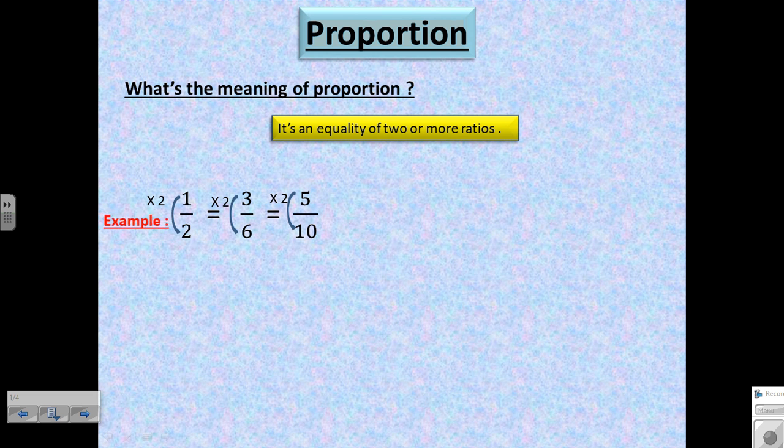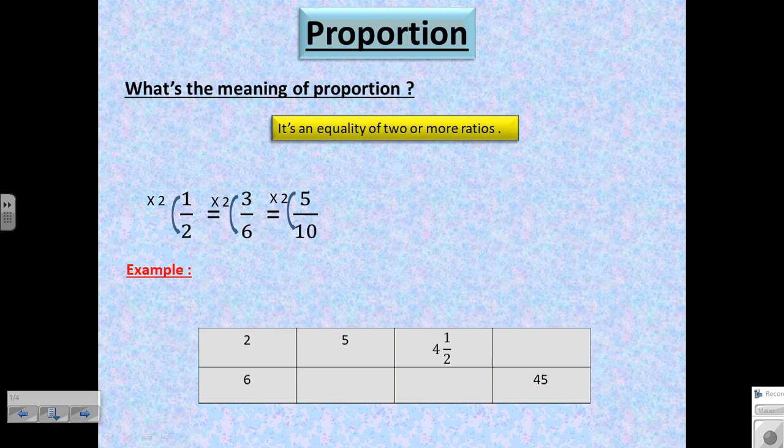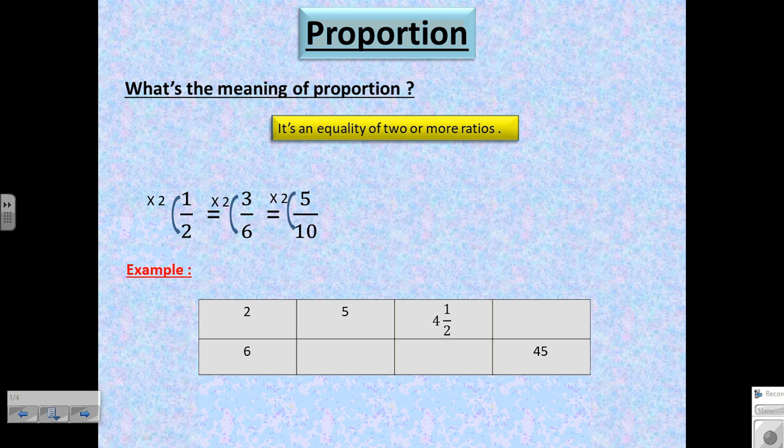Okay, let's see an example. If we have these ratios in this table, 2 over 6 is proportional to 5 over what? Proportional to 4 and 1 over 2 over what? Proportional to what over 45?